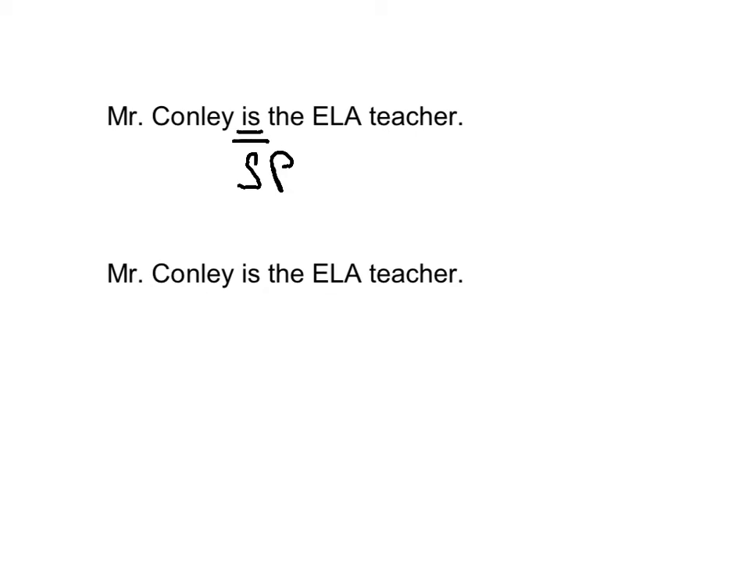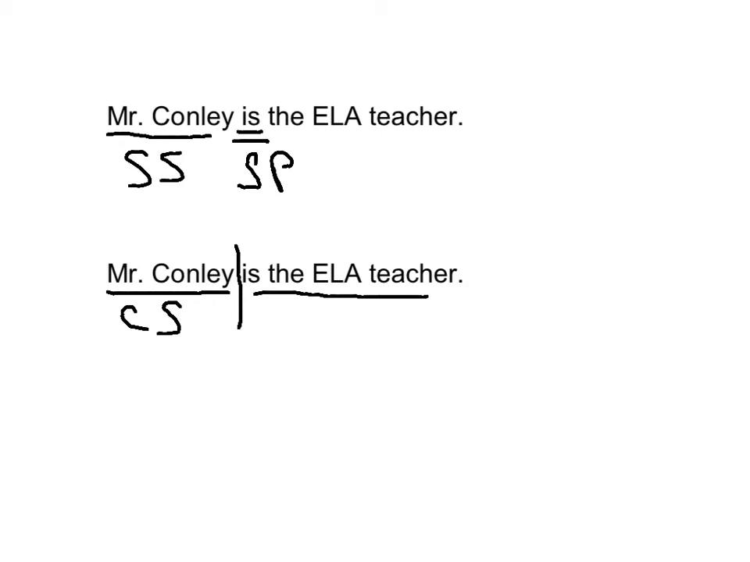And who is? Well, Mr. Conley is. So that's our simple subject. Okay? Let's take a look at the same sentence, but this time we're going to separate the complete subject from the complete predicate. We do the same thing. We find the verb, and that's is, and draw a slash right in front of that verb, because I know that everything to the left of the slash is my complete subject, and then everything to the right of that slash is my complete predicate.